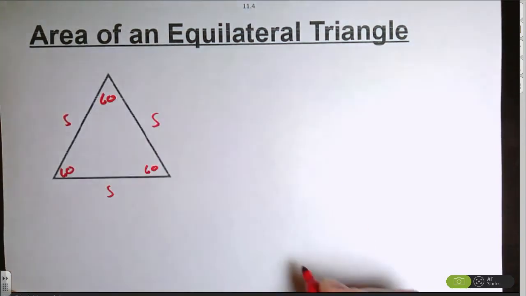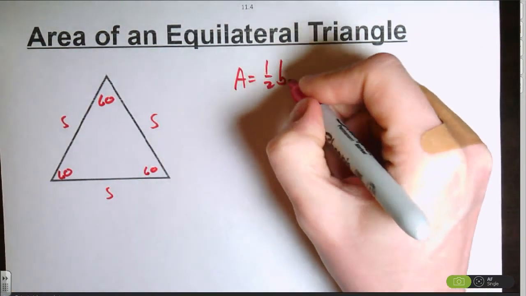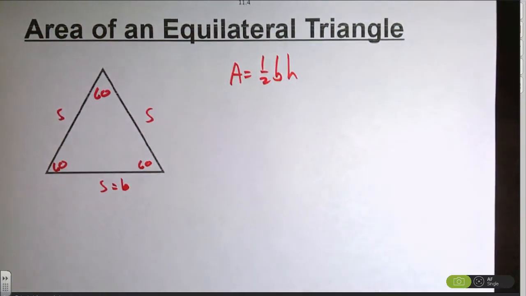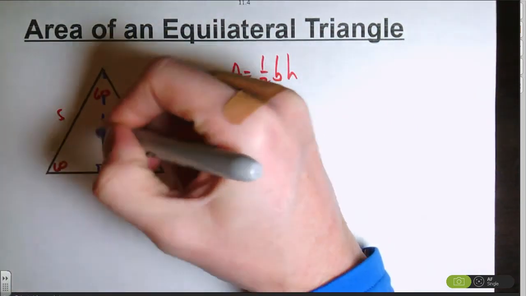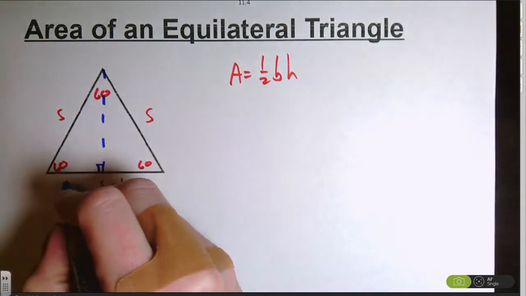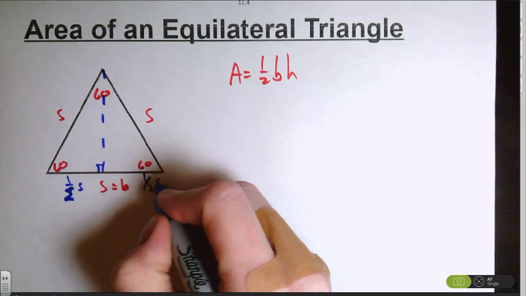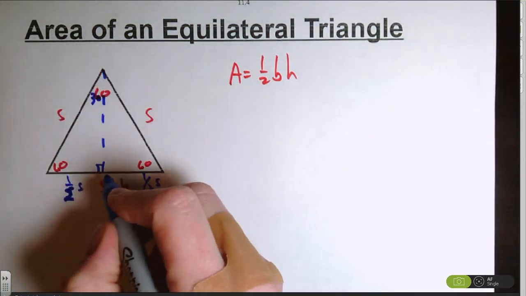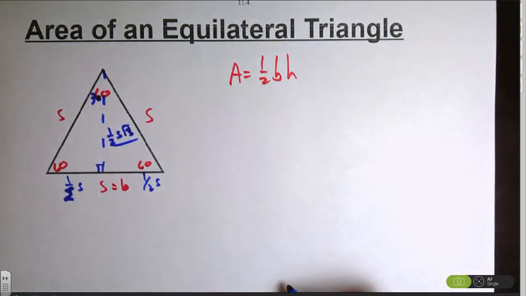They're all 60. But in order to know the area of a triangle, it's 1/2 base times height. Well, the base is easy. It's just S. The height, that's the tricky part. When I draw in the height, I cut that base in half. I make it 1/2 S and 1/2 S. And then this becomes a 30-60-90 triangle. So this guy here is 1/2 S root 3 for his height.